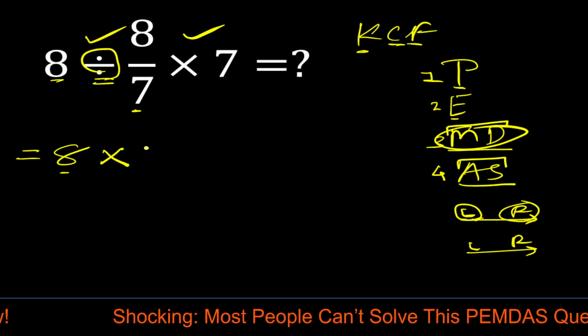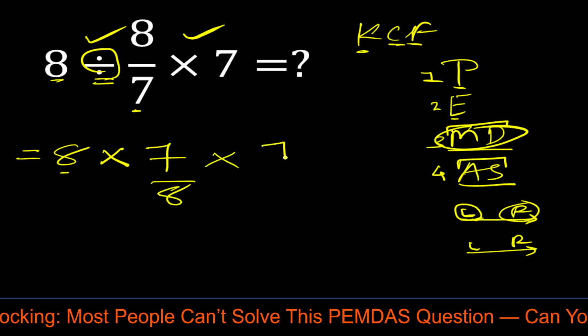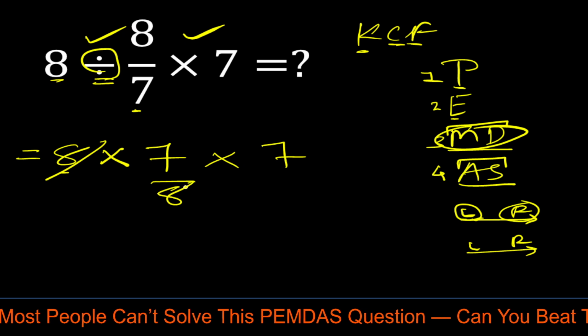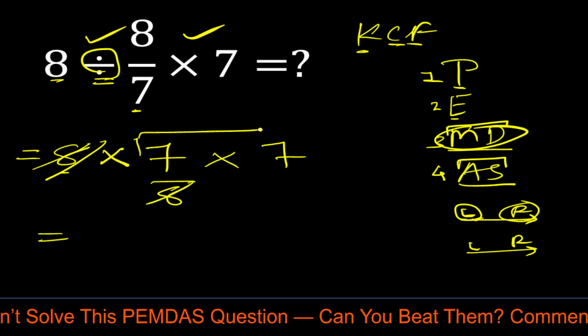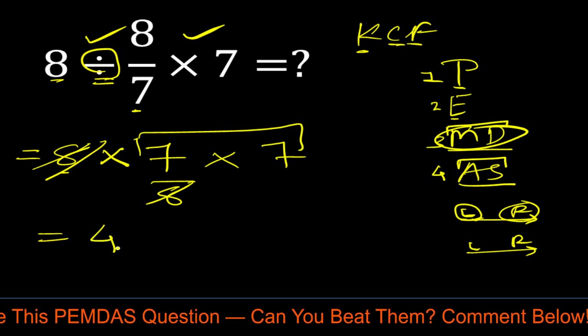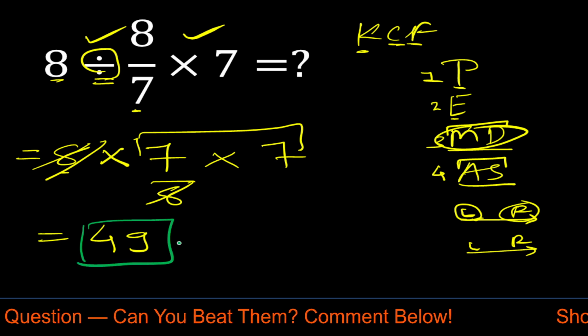8 upon 7 is equal to 7 upon 8 times 7, right? Now cancel this 8 by 8. So now 7 times 7 is equal to 49, right? So the correct answer is 49.